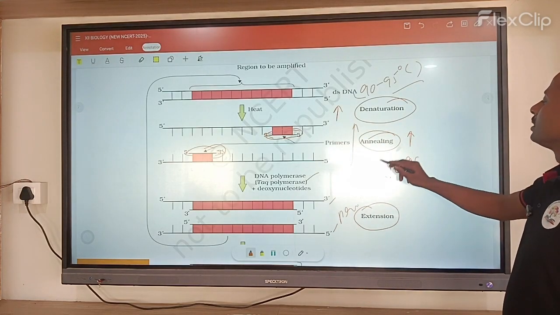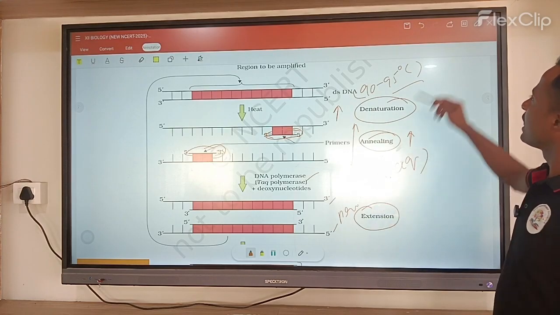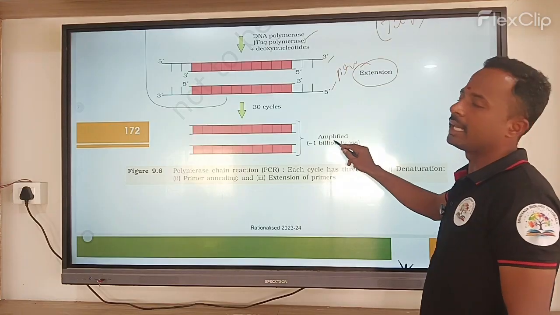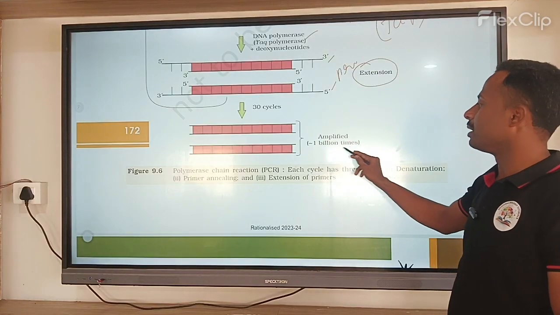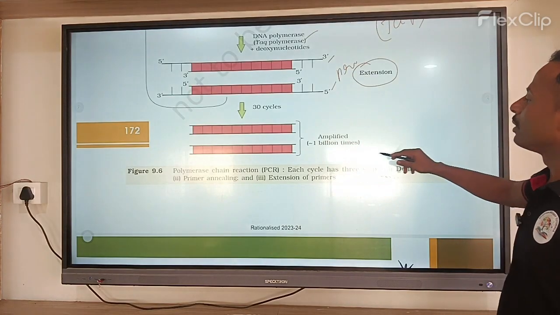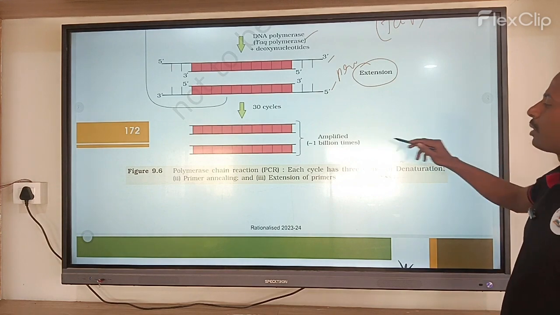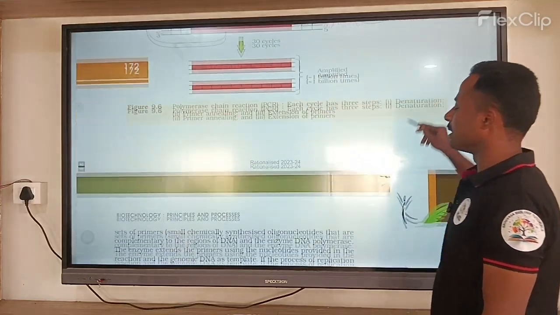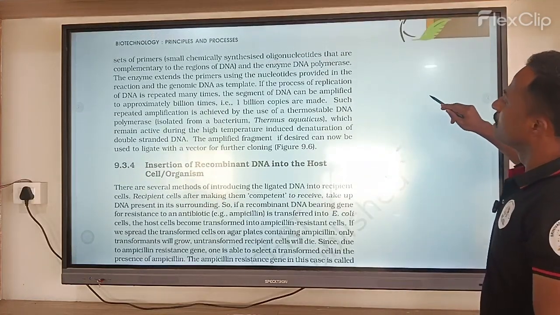Taq polymerase enzyme. So after the denaturation process, when you do 30 cycles, we get an amplification of around 1 billion times. We get 1 billion copies produced. Okay, now this is the complete process of PCR. Let us see.